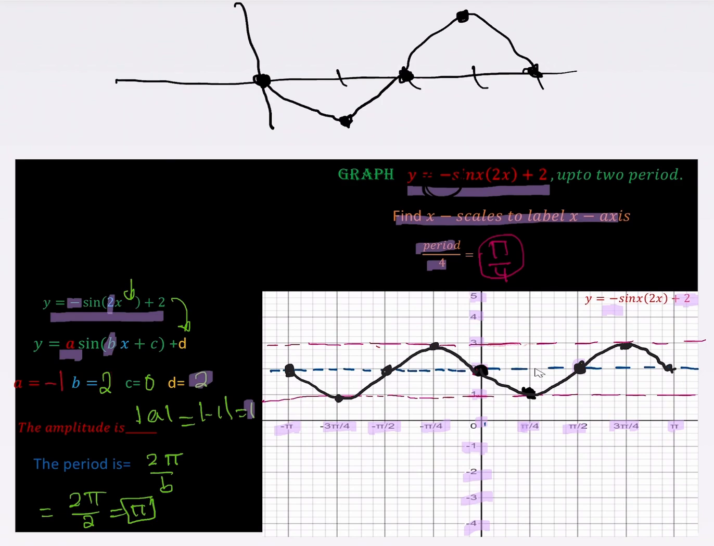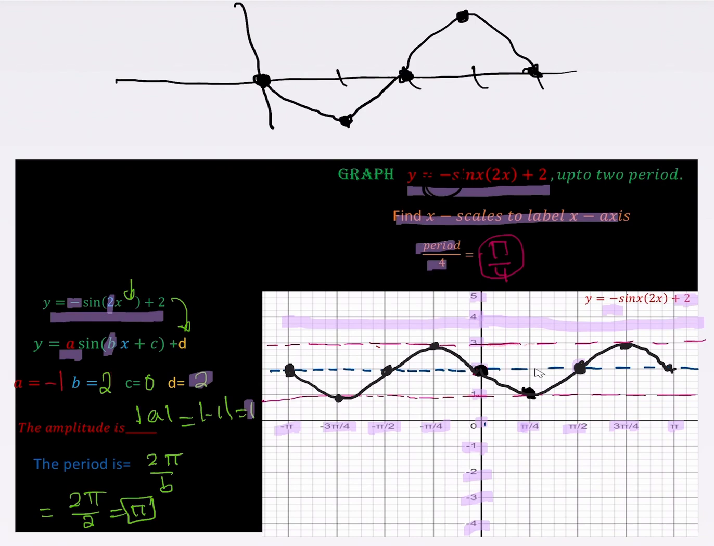That's a beautiful graph, by the way. So you can see that this is 2 periods of the function. From here to here is 1 period. Okay, and then you have another period right here. So that's 2 periods altogether.